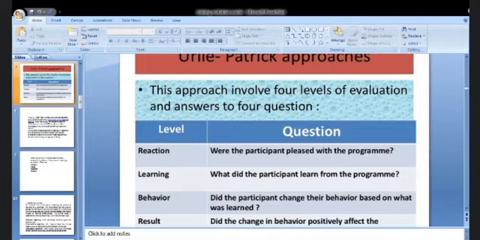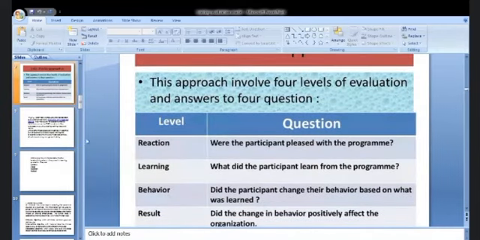Learning: under the learning level they are evaluating what the participant learned from the program. Behavior: did the participant change their behavior based on what they have learned. And results: did the changes in the behavior positively affect the organization. So this is the result. Okay, this is the Kirkpatrick four level model.